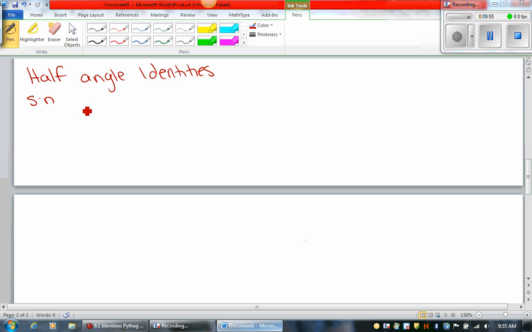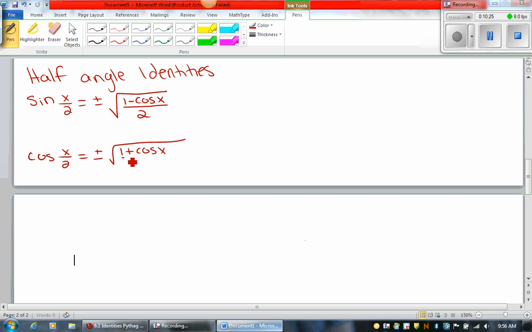So we have sine of x over 2 equals plus and minus the square root of 1 minus cosine x over 2. Cosine of x divided by 2 equals plus and minus the square root of 1 plus cosine x divided by 2.